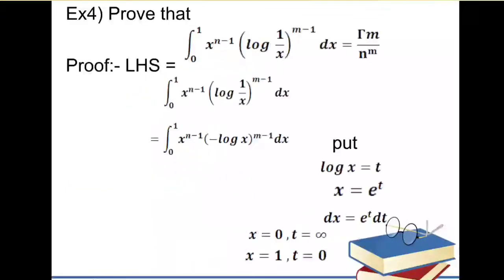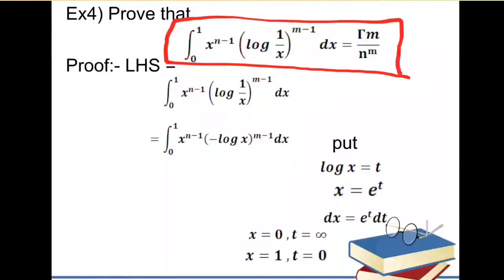Now the next is, see, this is the most important question. We have to show that integral 0 to 1 x raised to the power n minus 1 log of 1 by x raised to the power m minus 1 dx is equal to gamma m divided by n raised to the power m.